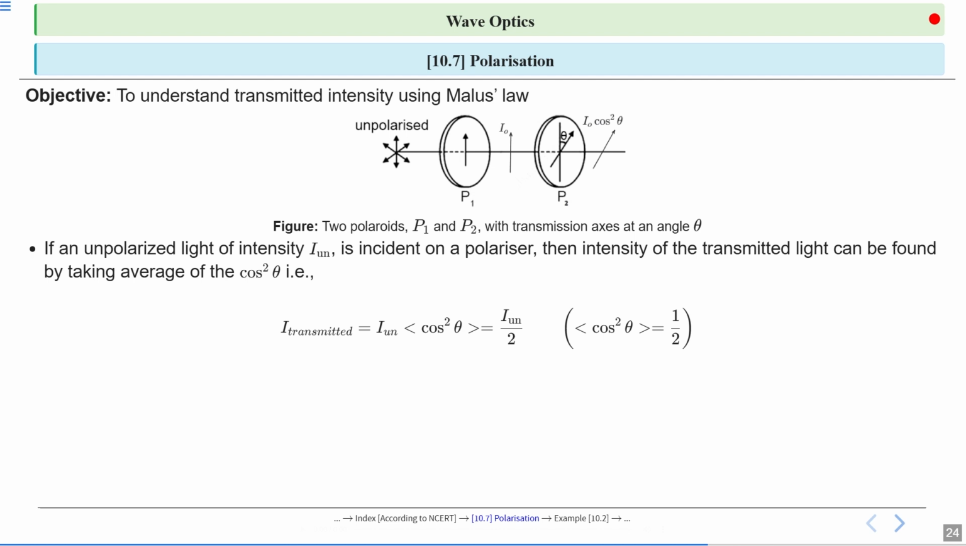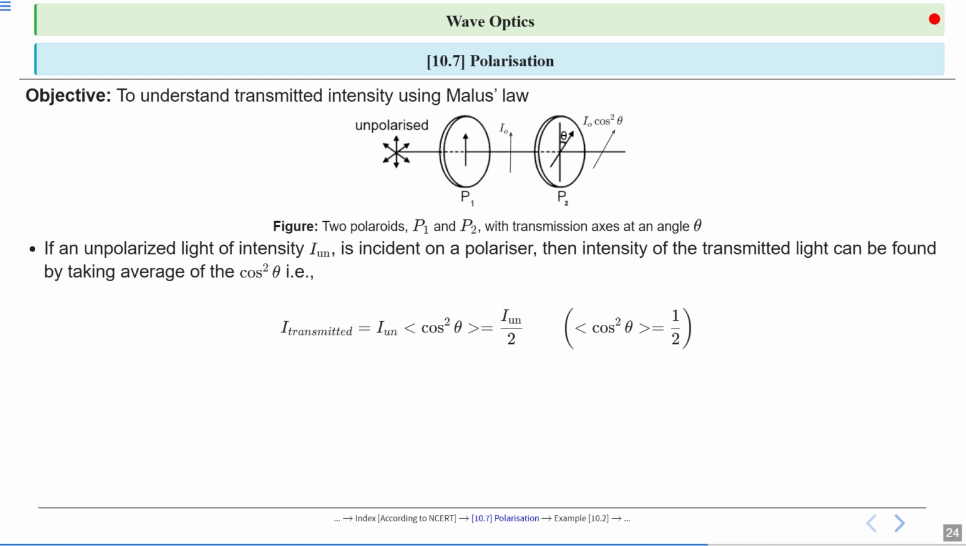The oscillation is in all directions, so theta will have many values. So we will take the average of cos square theta. And we know that the average of the cos square theta function is half. We have discussed the average values of cos theta, sin theta, cos square theta and sin square theta in alternating current also. So the average of cos square theta is half.